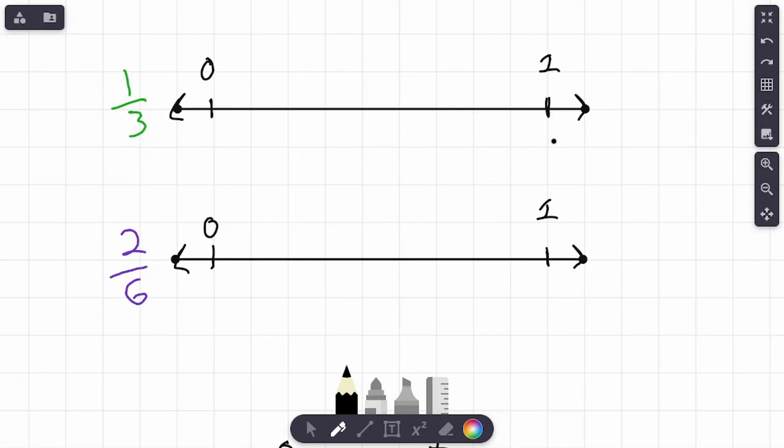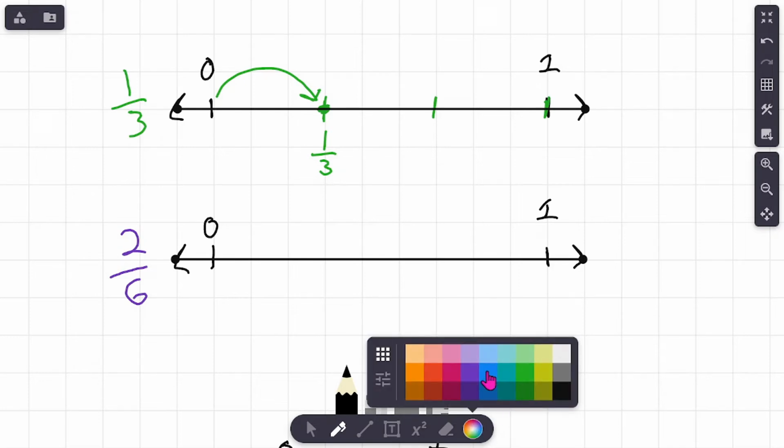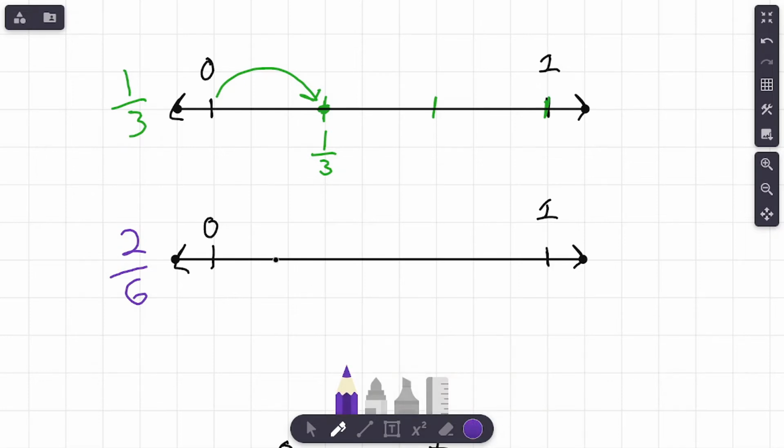Feel free to give it a shot, all right? I'm gonna show 1/3 here on this number line. Let me set it up. So we've got 1, 2, and there would be 3 right here. So for 1/3, it's going to be right here. I will color in a dot. There's 1/3.